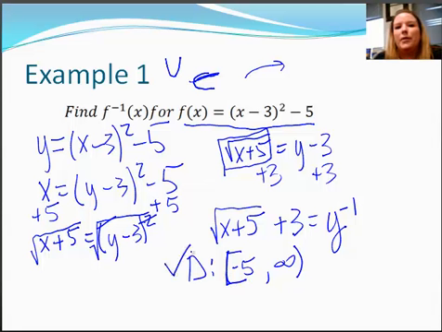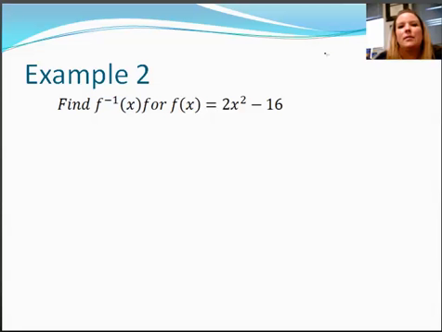So that's what I'm talking about with domain restriction. Alright, let's do a second example. Again we have a quadratic, so we're going to solve it using a square root. So I'm going to write y equals 2x squared minus 16.